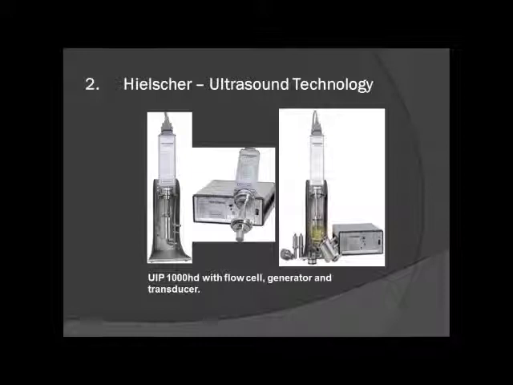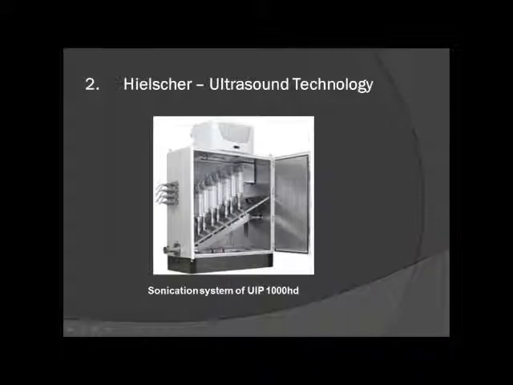Hielscher Ultrasound Technology. The first type is the UIP 1000 HD, a powerful and versatile homogenizer. The UIP 1000 HD is a powerful and adaptable ultrasonic device for lab testing and industrial processing of liquids. It is used for applications such as emulsifying, dispersing, particle fine milling, lysis and extraction, or homogenizing.